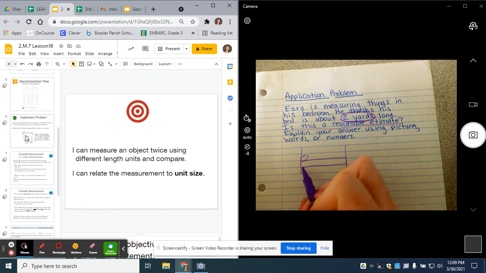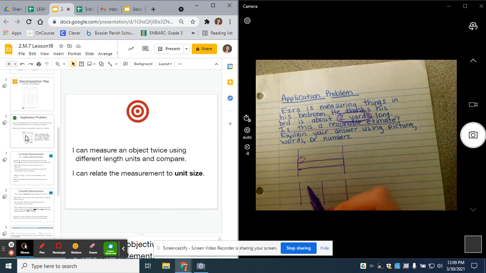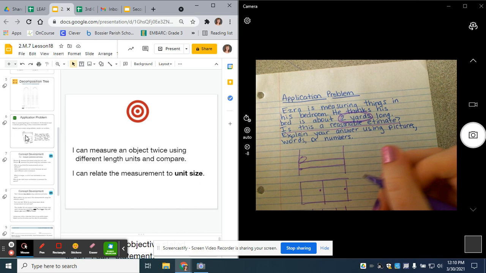Well, in the previous lesson, we did measurements of items. So if he says 2 yards, that's the width of 2 doors. So here's the width of 2 doors equals 1 yard. Here's my door, my handle. Okay, so Ezra could be right.